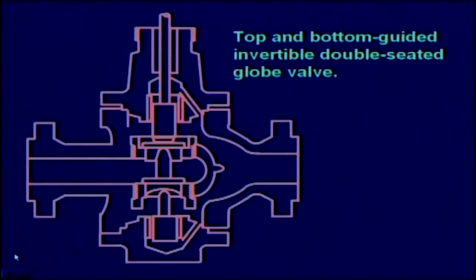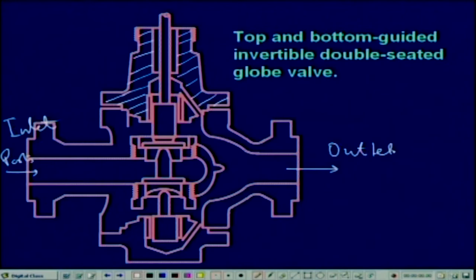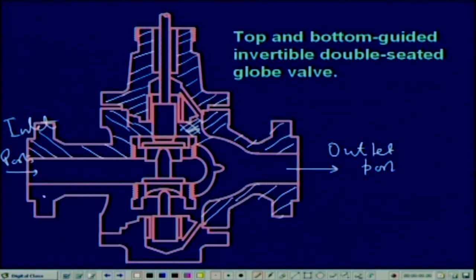Now, first of all, we see the various kinds of valves, and the first kind of valves that we see are globe valves. Before that, we must understand the various parts, so I am going to hatch it. These are the ports. This particular flow control valve, this is the inlet port, this is the outlet port, this is another component of the body. Not this one, this part. This is the body.